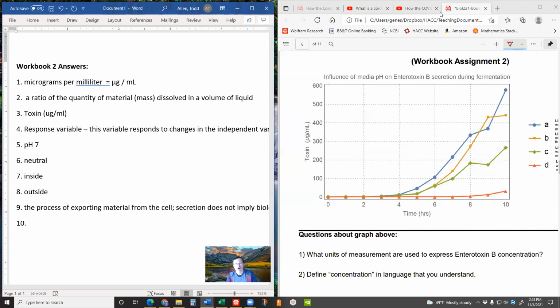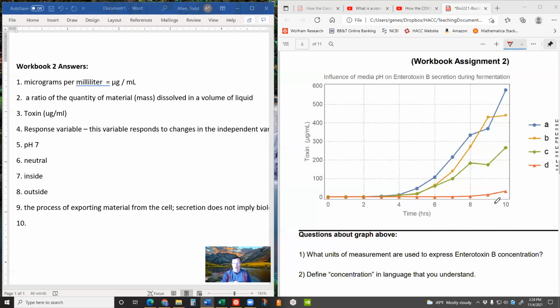Okay, there are a couple of questions coming up that I am interested in getting your responses to. So folks, please type your answer for question 10 into the chat window. What is the concentration of enterotoxin B on line A at 7 hours of growth? All right, I'm quite content and happy with what I'm seeing there. If you're in the 210 to 230 ballpark, I had answered 220. I completely agree with you. That's a good answer, right?